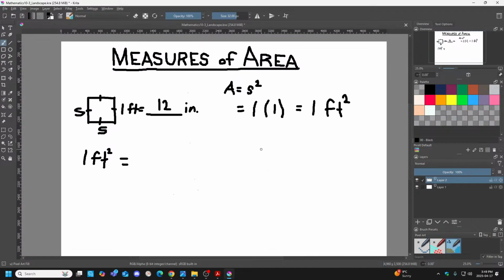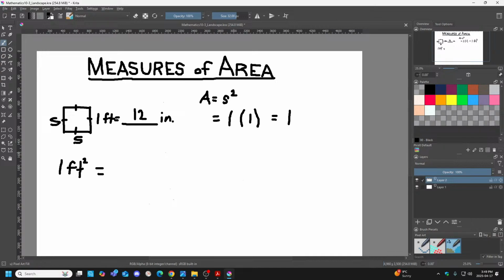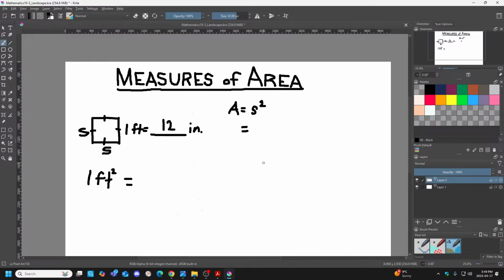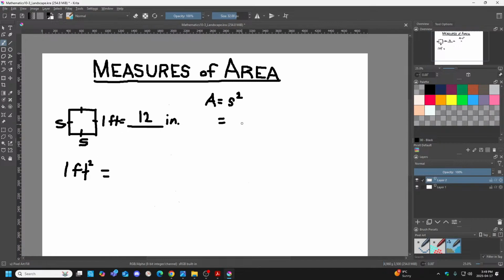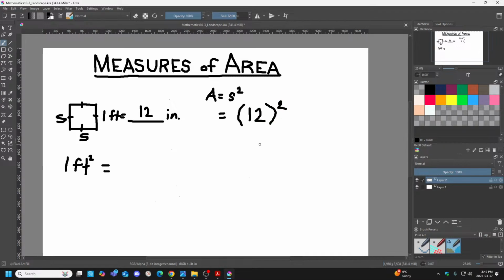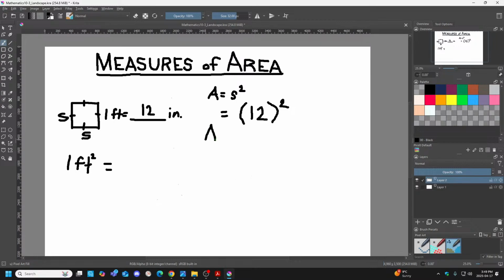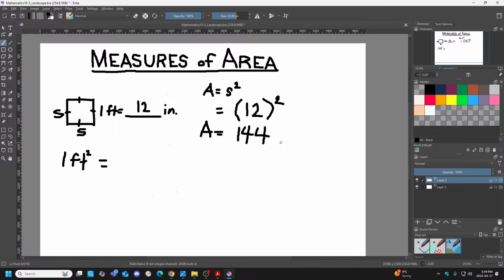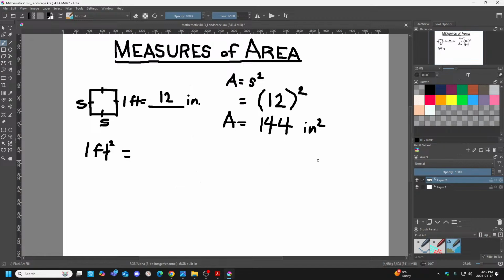So we need to convert to inches. And since this is a square, now that we know that 1 foot is 12 inches, okay, Mathematics 101, or measuring tape 101, that is equal to 144. That's a number you should have memorized. It's an easy one. Okay.